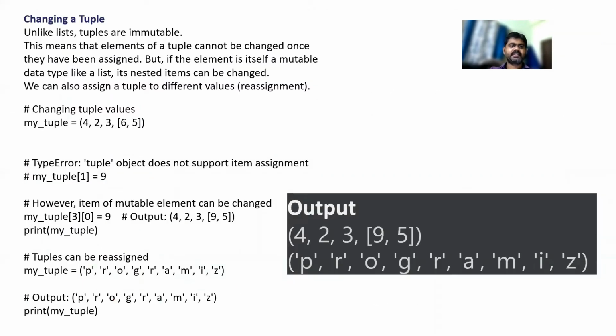Tuples are immutable, which means that elements of a tuple cannot be changed once they have been assigned. But if the element is itself a mutable data type like a list, its nested items can be changed. As we know the tuple is immutable, in order to change it we can convert the tuple to a list. Changing my tuple value: my_tuple equal to a tuple I have taken. If we want to insert a value like my_tuple of 1 equal to 9, it throws an error. Why? Because tuple object does not support item assignment. However, in the tuple we have a list, so we can try that.